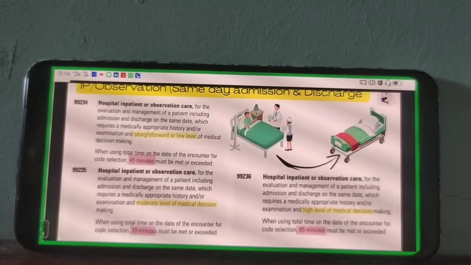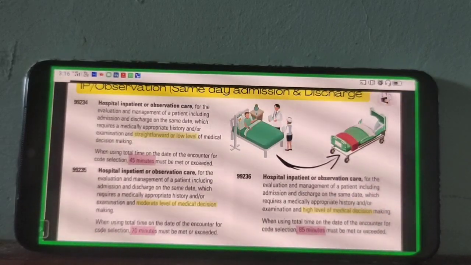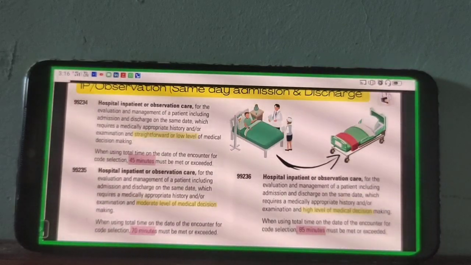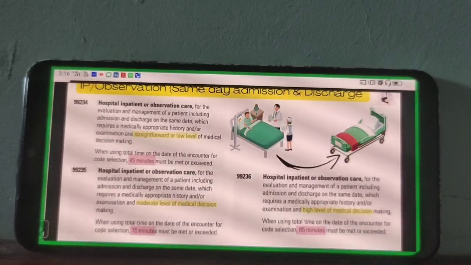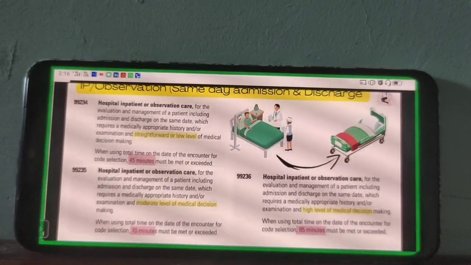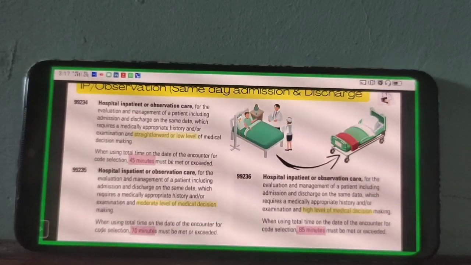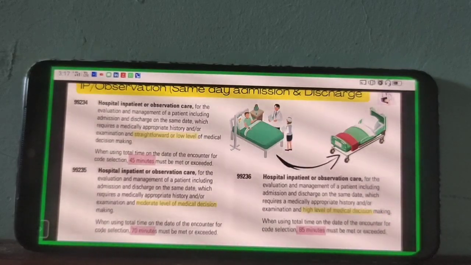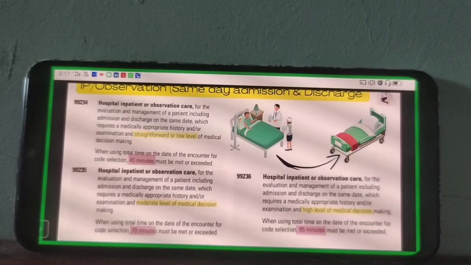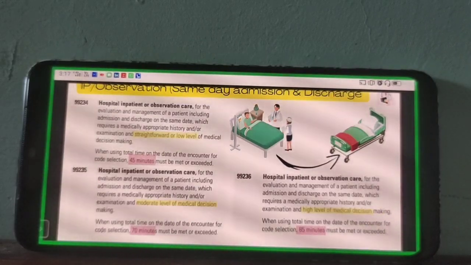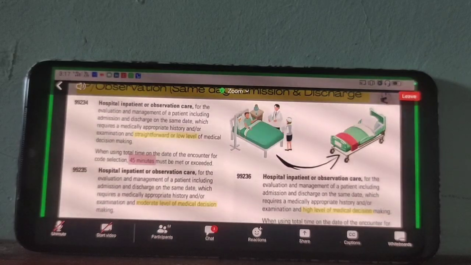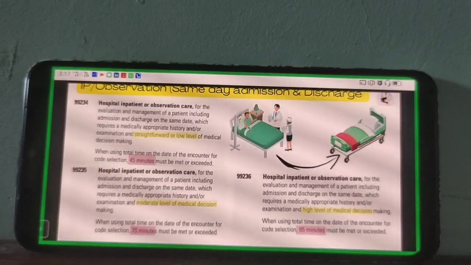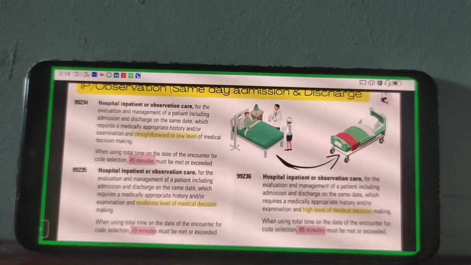99234 for straightforward or low MDM, 99235 for moderate MDM, and for high MDM, 99236. If a patient is admitted and discharged on the same day, you should not apply the discharge code separately. Please take note.